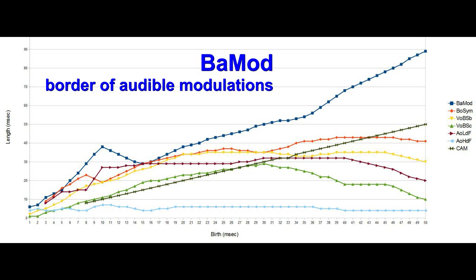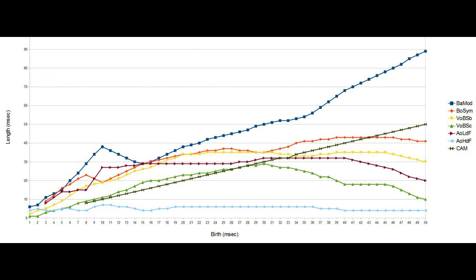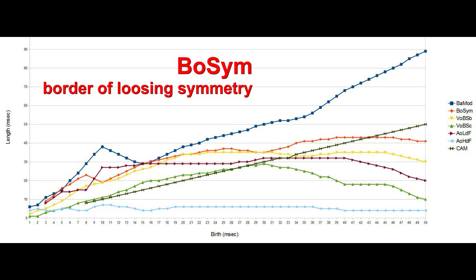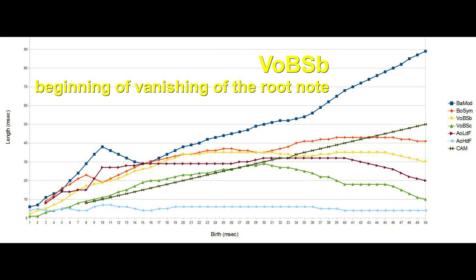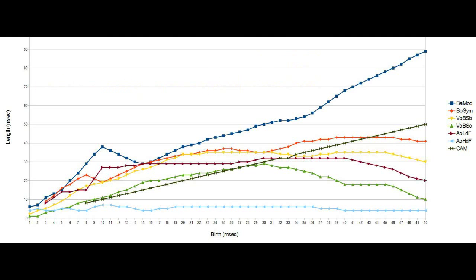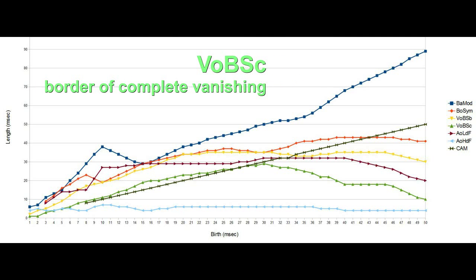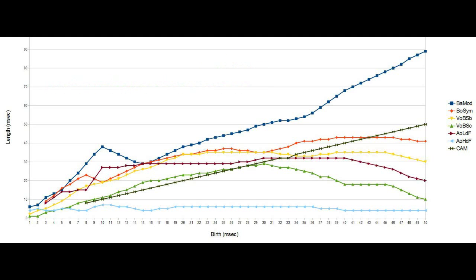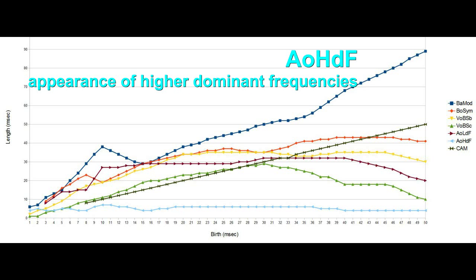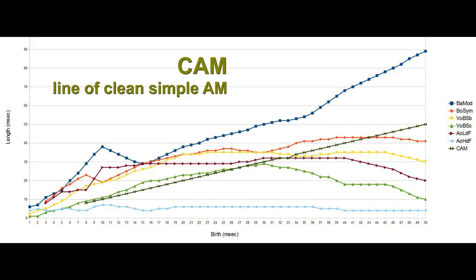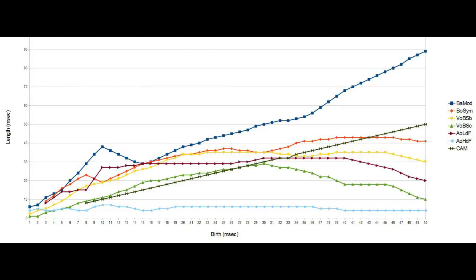The different lines depict, top to bottom: BA-mod, the border of audible modulations; BO-sim, the border of losing symmetry; VO-BSB, the beginning of vanishing of the root note; VO-BSC, the border where the root note has completely vanished; AOLF, the appearance of lower dominant frequencies; AOHF, the appearance of higher dominant frequencies; and at last, CAM, the line of clean and simple amplitude modulation with only 2 sidebands.